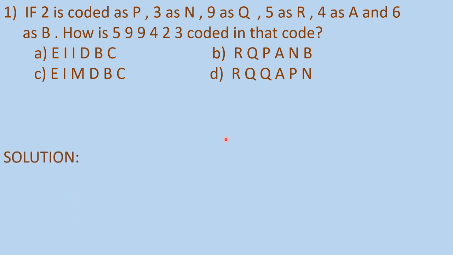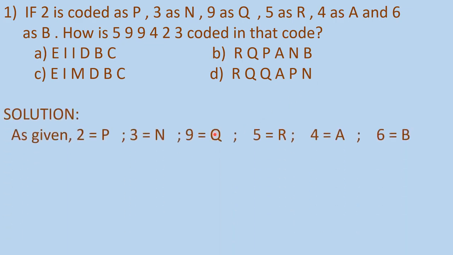So first of all, beta, we will write what is given to us. It is given 2 coded P, 3 coded N, 9 coded Q, 5 coded R, 4 coded as A, and 6 coded as B. Now we have to code 599423. So first of all, here it is 5. 5 is coded as R, so in place of 5, we will write R.